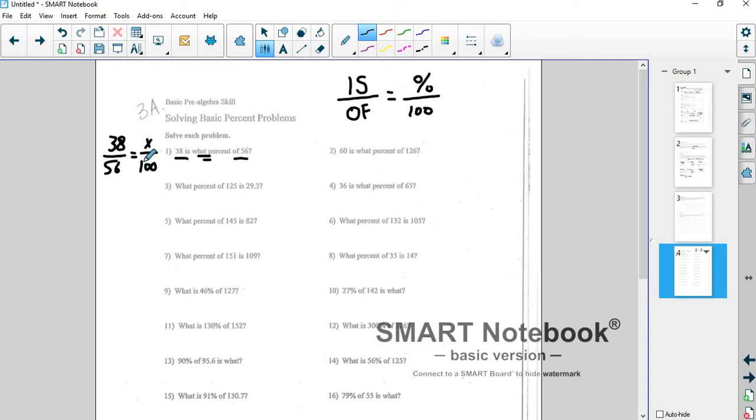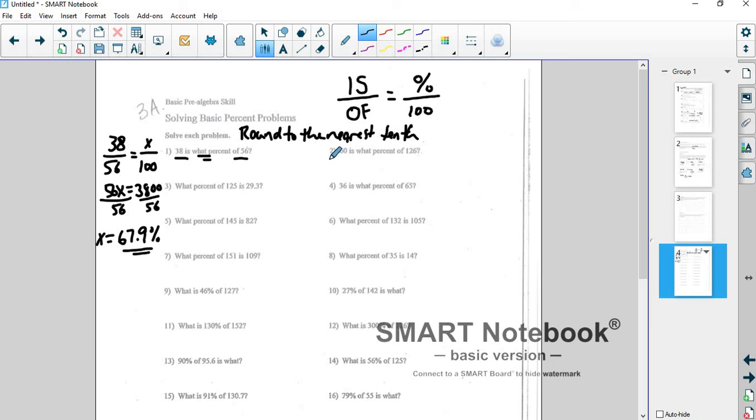How do we solve these? This is what we worked on in the previous video. We cross multiply. Okay, so you end up with 56X equals 3,800. And you divide both sides by 56. You end up with X equals 67.857 and so on. So we're going to round to the nearest tenth, 67.9. And remember, X was a percentage, so the unit is percentage. You've got to have that percent there. Okay, don't put a percentage if there's not a part of a percent, right? So we're going to round these to the nearest tenth.